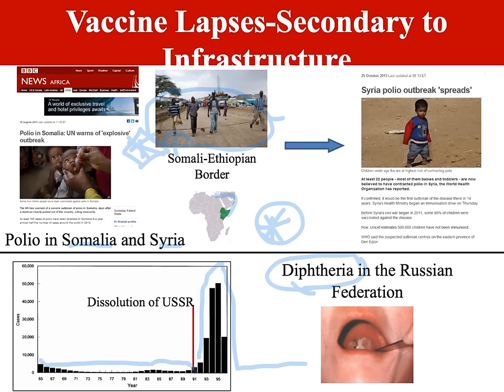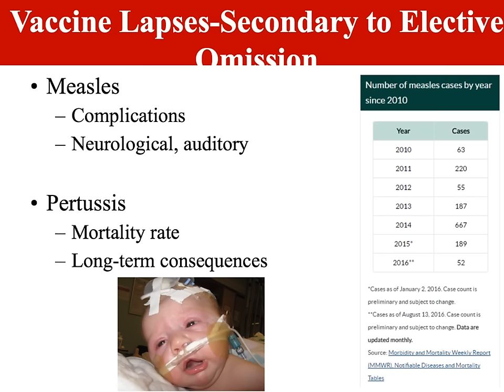So that's one way we have vaccine lapse. Another way is this. We have, to an almost alarming extent in this country, vaccination lapses due to elective omission of vaccines. As one could imagine, I have strong opinions about this, but I will leave you to form your own.